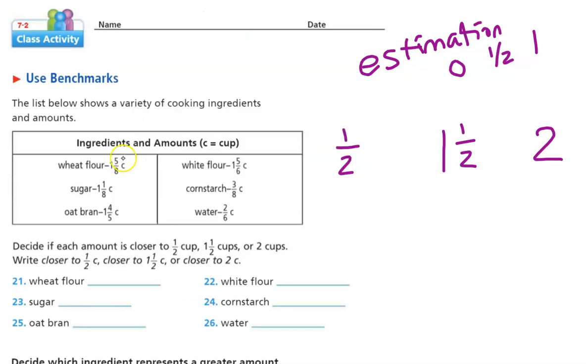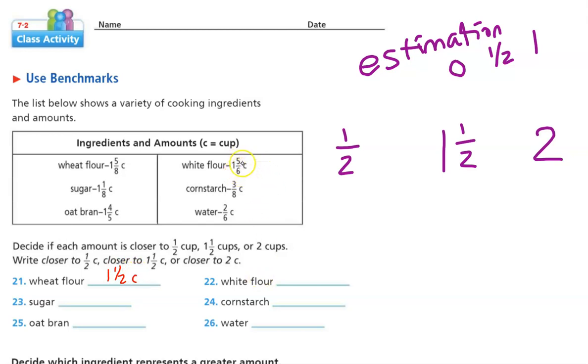5/8 is going to be really close to a half because 4/8 is equal to a half. So because of that, I think that this wheat flour right here is going to be 1.5. And it looks like we should label it with C for cups.